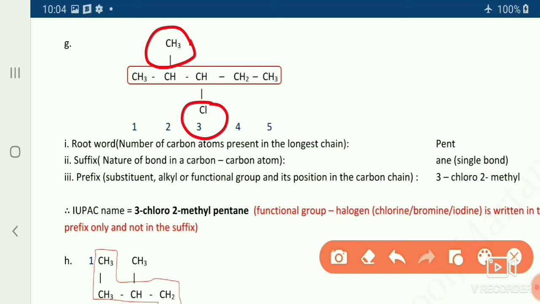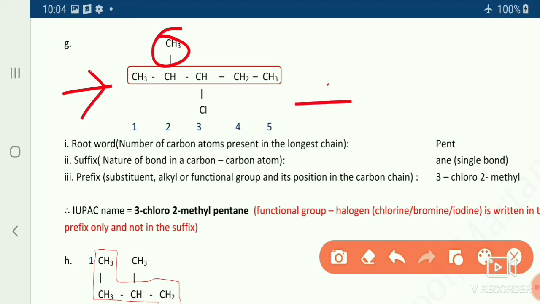Okay, so what do we write? Let's see the position. Position will be from left to right. Why left to right? Because see, the methyl group is getting 2 in this case, whereas the chlorine is in the middle. It's not going to make any difference. So since the 2,3 combination will be smaller than the 3,4 combination. If you go from here, the combination will be 3 and 4. This will become 4. Okay, so we will take the reading from left to right.